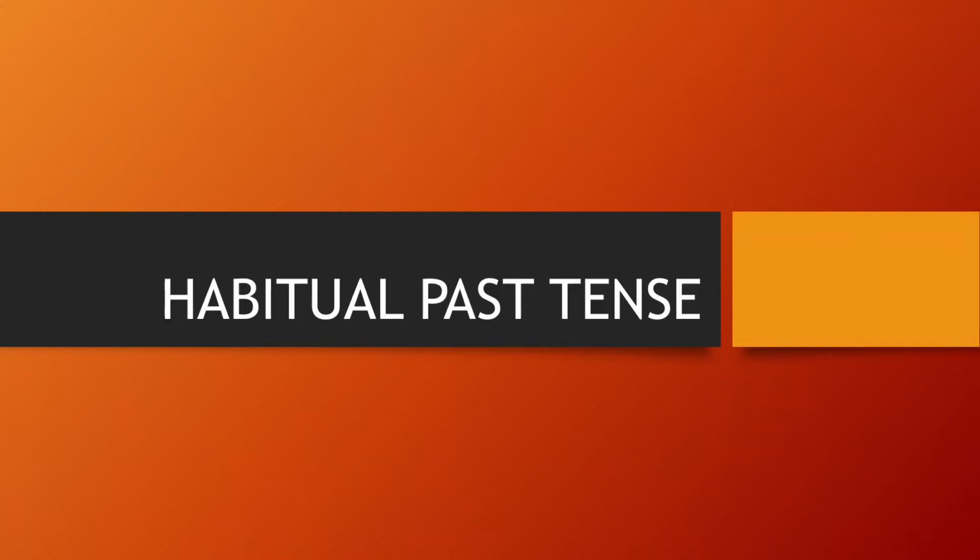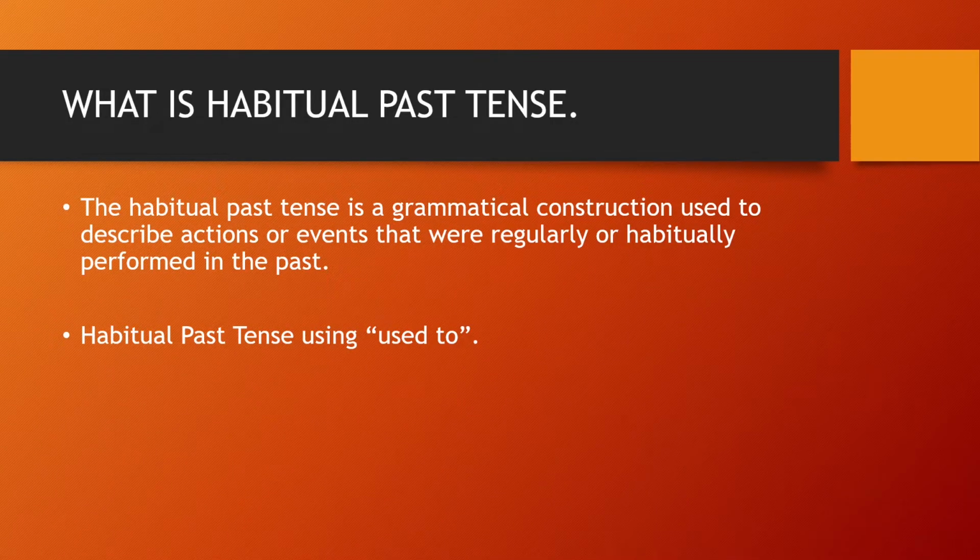So let's move on towards the lecture and see at first what habitual past tense actually is. Habitual past tense is a grammatical construction used to describe actions or events that were regularly or habitually performed in the past. In simple terms, it is used when you are talking or writing about an action or event that was done at regular intervals in the past, but now it is not being done. It has stopped, or you have moved on, and the event or action that was going on in the past has finished.